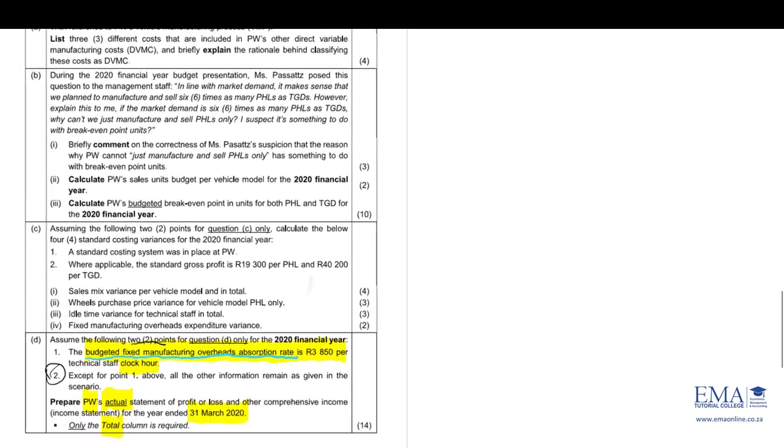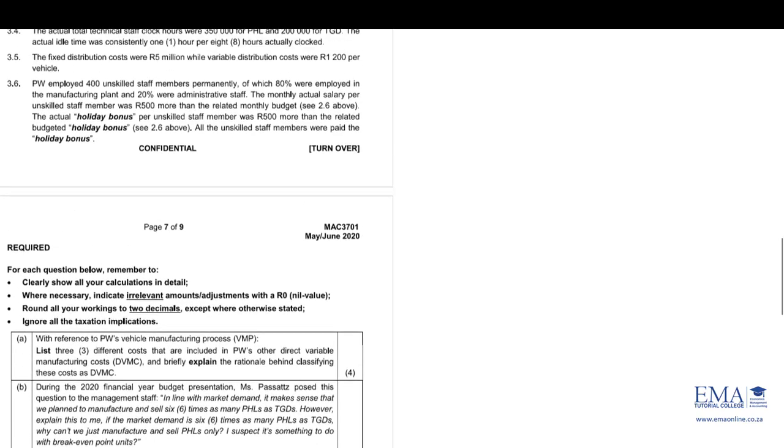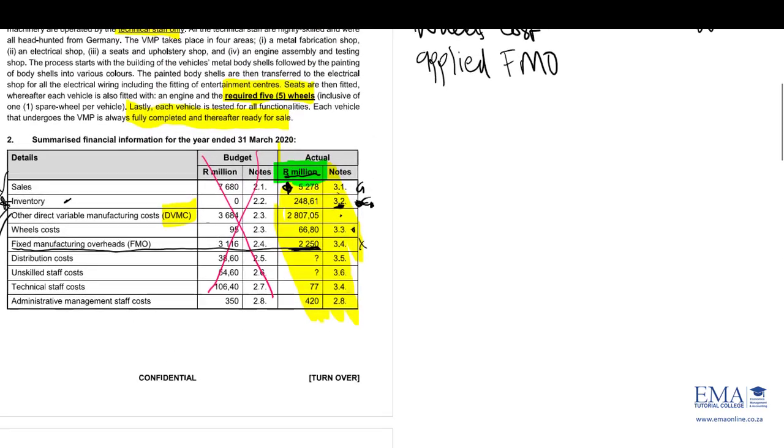Absorption rate, which was given in the required, which is 3,850, and you multiply it by what? By the actual clock hours. So it's going to be 3,850 multiplied by the actual technical staff hours, because they are saying here an absorption rate means that each and every technical staff hour is attracting a fixed manufacturing cost of 3,850. So if you look at our actual, what did they say about our fixed?